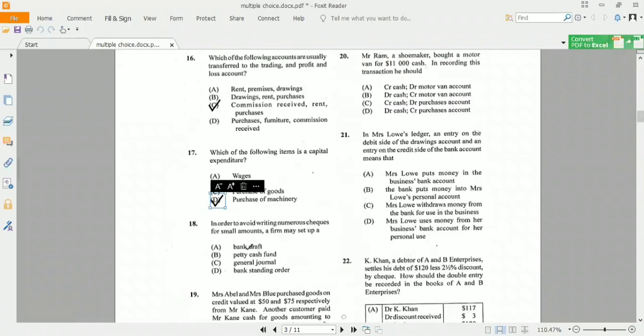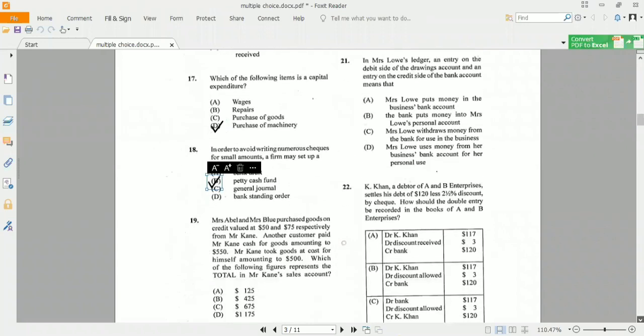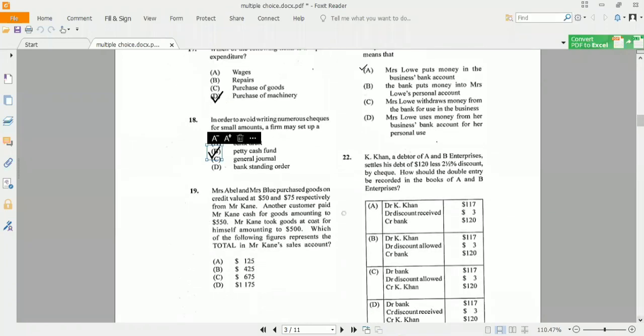18. In order to avoid writing numerous checks for small amounts, a firm may set up a, and this is testing your books of original entry knowledge again, what would they set up? All right, B is the response. Lovely. Next. And this question is a little long. You have to read through the questions carefully before you respond. So again, read your questions carefully before you respond.